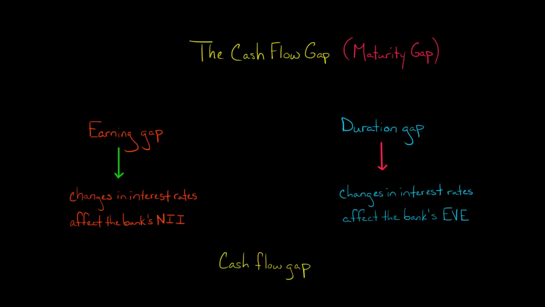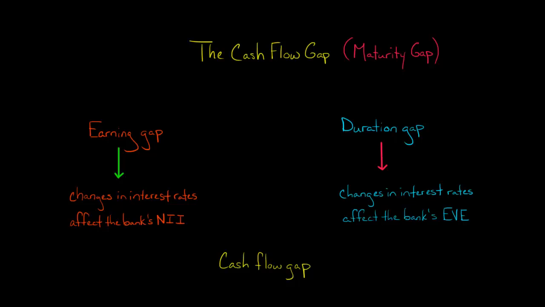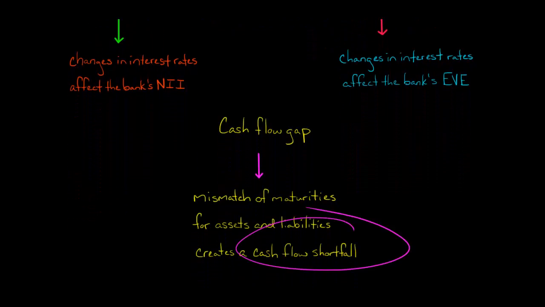We've talked about how banks try to reduce the earning gap and the duration gap through asset liability management so that changes in interest rates don't have an adverse effect on the bank's net interest income or the economic value of the bank's equity. But banks also care about managing the cash flow gap, aka the maturity gap, because a mismatch of maturities for the bank's financial assets and financial liabilities could result in a cash flow shortfall.